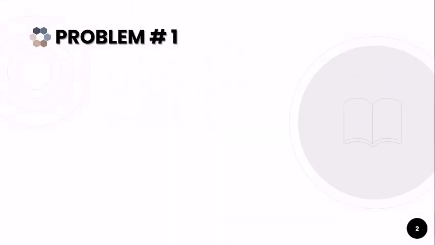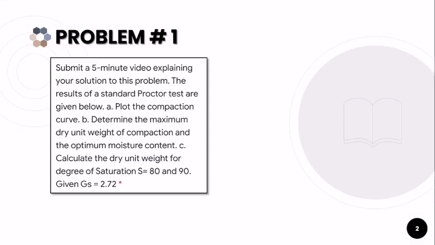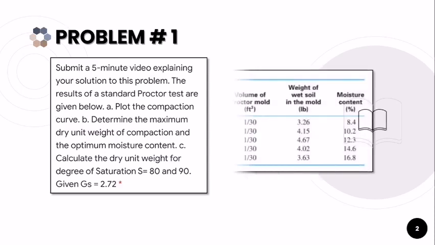So you have a problem with a given. I am tasked to plot the compaction curve, determine the maximum dry unit weight of compaction and the optimum moisture content, and then calculate the dry unit weight for degree of saturation at S equals 80% and 90%. And given that we have specific gravity that is 2.72. So this is a table, the result of the test.